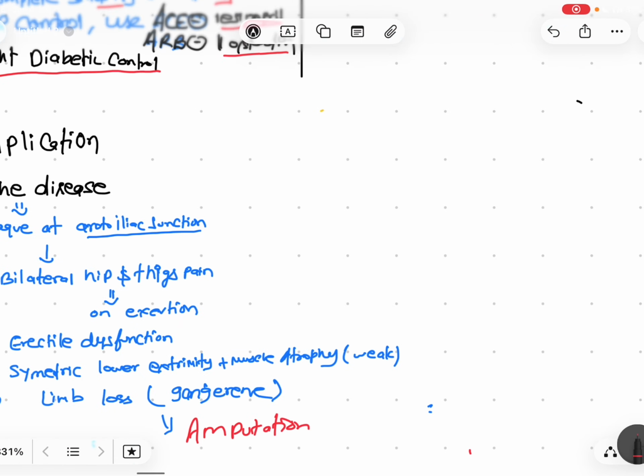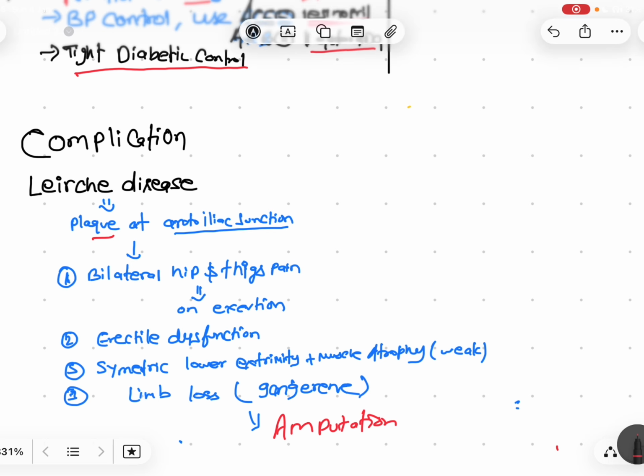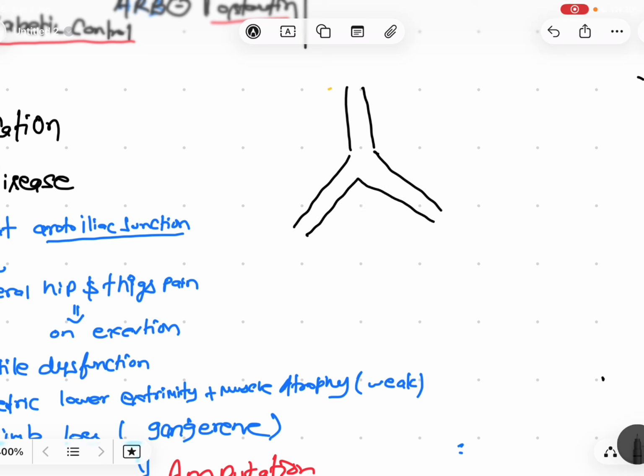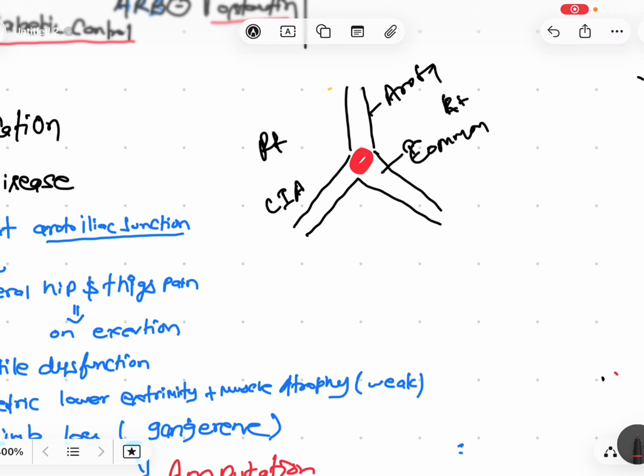If we look at complications, what kind of complications are there? Leriche disease can be caused: basically a plaque at the aortoiliac junction. Let me show you the aortoiliac junction. Imagine this is the aorta, and from here, as I already told in the previous video, the iliac arteries form, the left and right common iliac arteries. The clot is formed here.